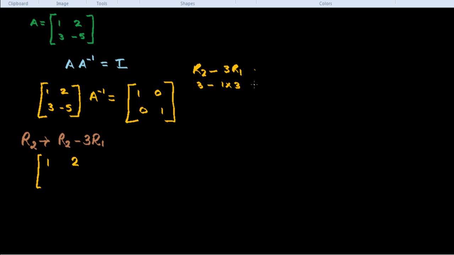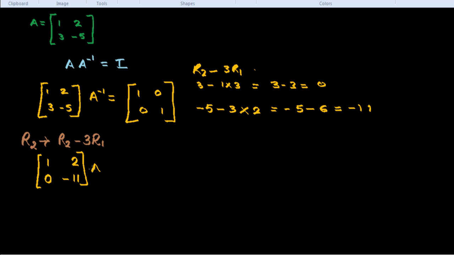And there is already 3 in R2, so 3 minus 3 is equal to 0. So here we get 0, and in the second element A22 we have R2 as minus 5, and minus 3 into R1, where R1 is 2, so we get minus 5 minus 6, so it is minus 11 now.